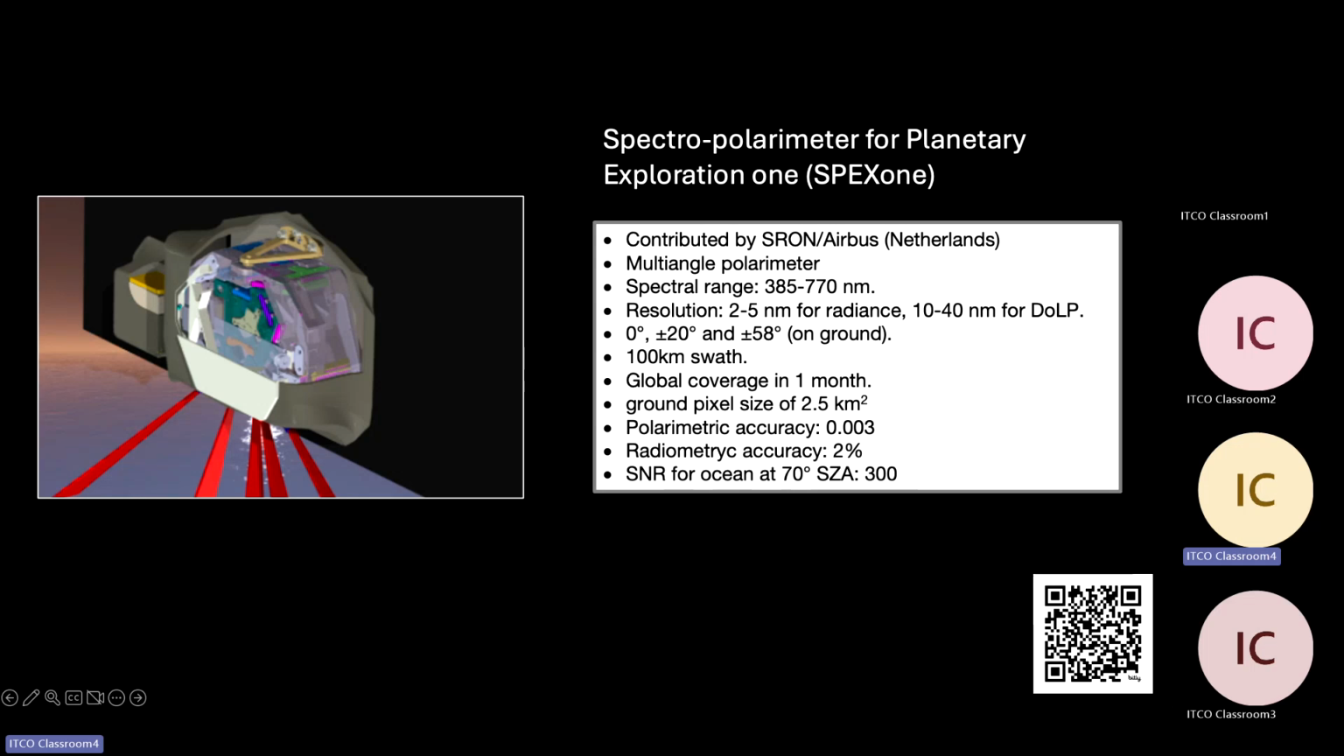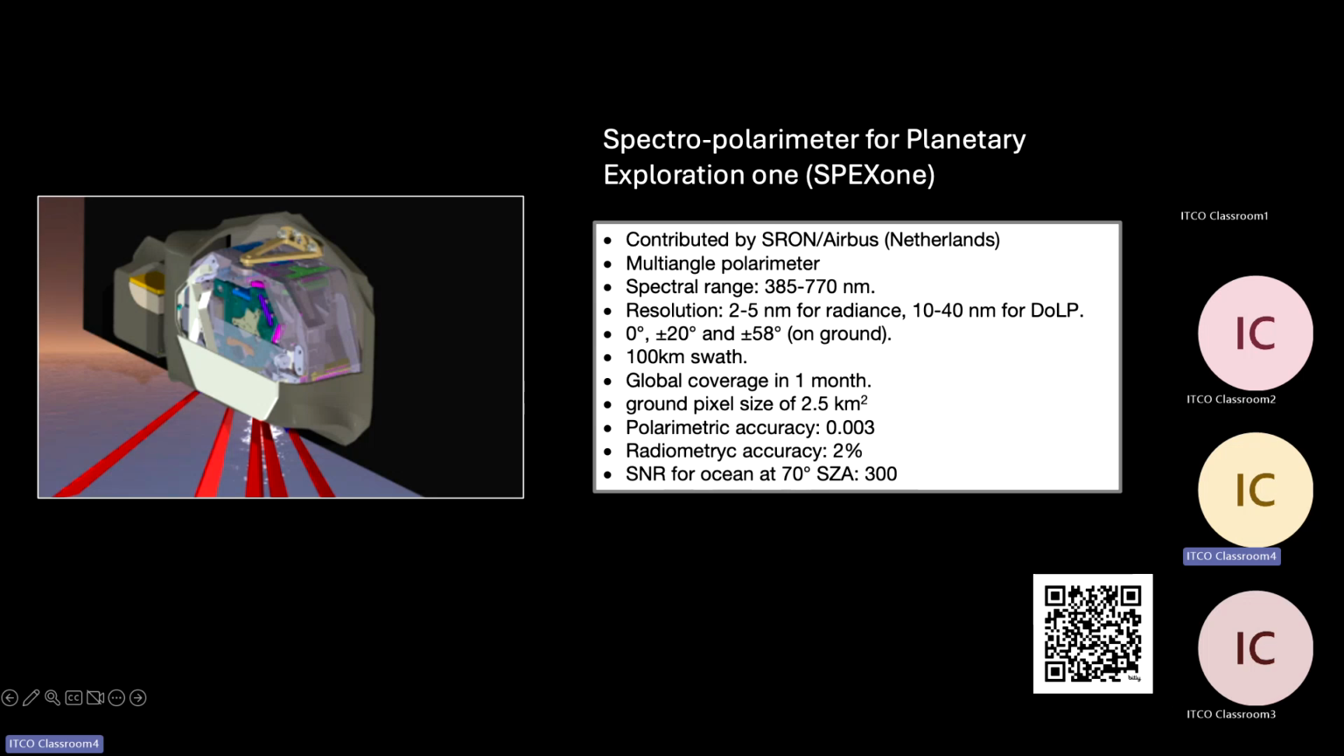Okay, I'm going to go through these ones quickly. So the SPEX one is a contributed polarimeter from SRON and Airbus, the Netherlands. Now it's a CubeSat size, so it's probably not much bigger than this, and it just sits on the side of the spacecraft. And it's a nice complement for PACE because it's hyperspectral, and it looks out at multiple different angles.